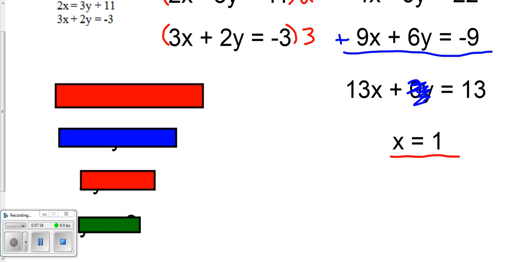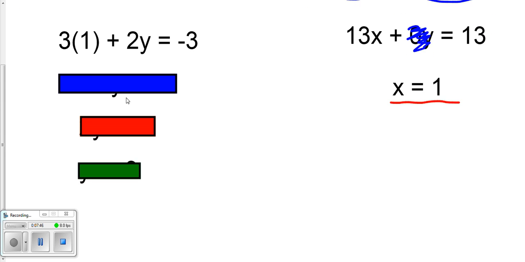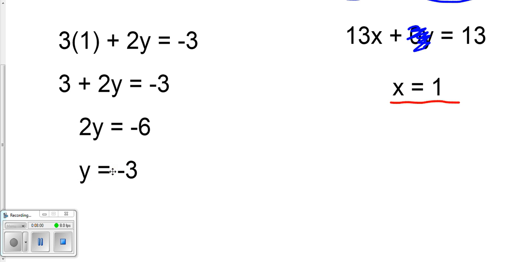We simply take that x equals 1 and plug it into one of our original equations. I'm going to do the bottom one. It really doesn't matter. You can do it to any of them. 3 times 1 plus 2y equals negative 3. Well, 3 times 1 is 3. So 3 plus 2y equals negative 3. We're going to subtract this 3 from both sides, so we'd have 2y equals negative 6. Then we'll divide both sides by 2 and get that y equals negative 3.